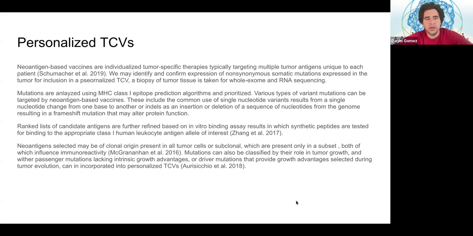For personalized TCVs, neoantigen vaccines are individualized and tumor-specific therapies, typically targeting multiple tumor antigens in each unique patient. We may identify or confirm non-synonymous somatic mutations expressed in the tumor for inclusion in a personalized TCV. A biopsy of the tumor is taken for whole exome and RNA sequencing. Mutations are analyzed using MHC class 1 epitope prediction algorithms, and those are prioritized. So we have variant mutations that can be targeted by neoantigen-based vaccines.